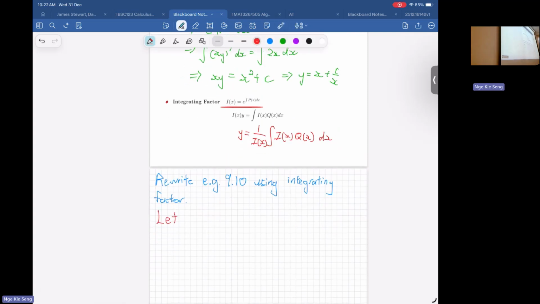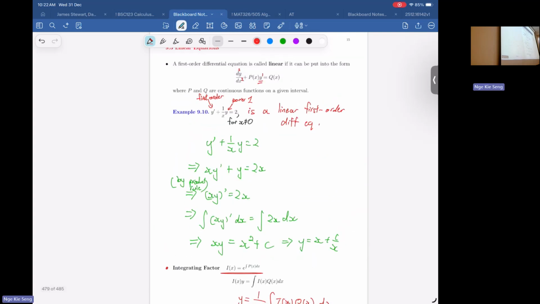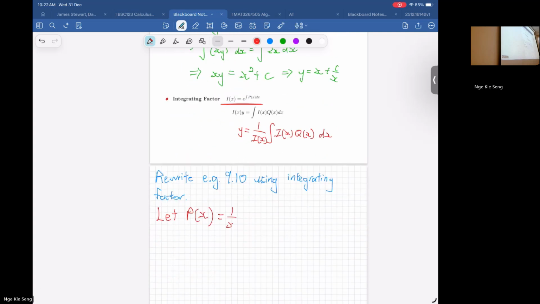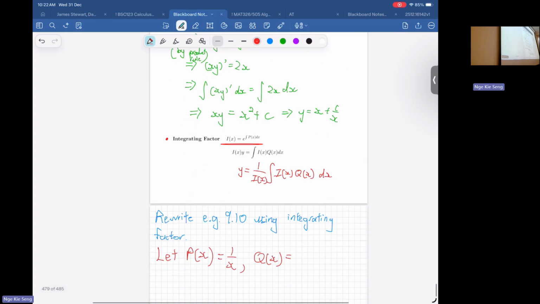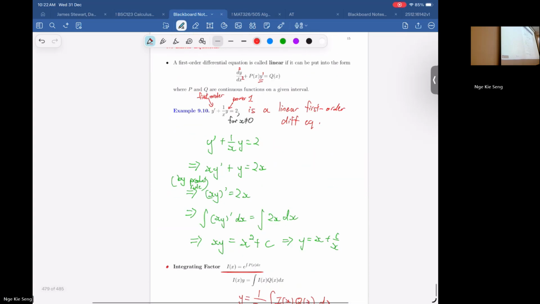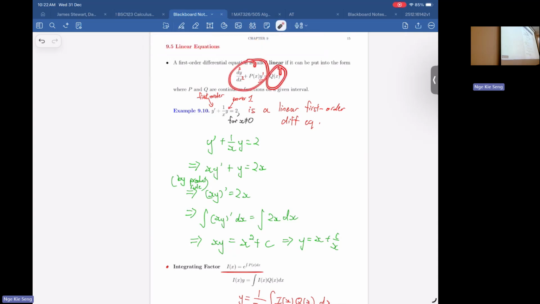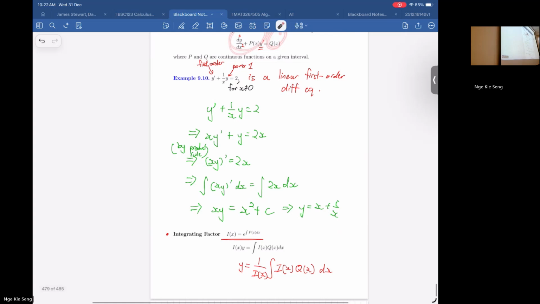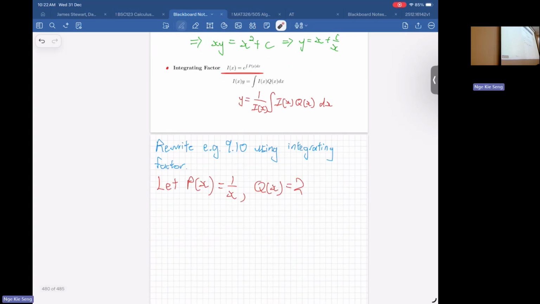Let's find out what our p(x) is. Our p(x) here is 1 over x, and our q(x) is 2. Let me check. Yeah, correct. Make sure you write on the correct side. So then, what is my I(x) here?